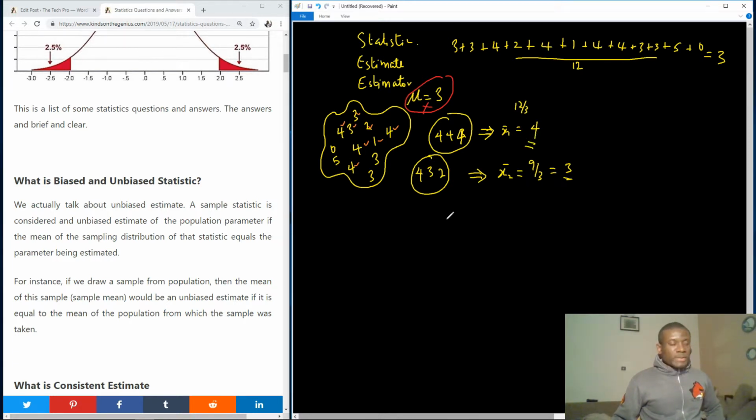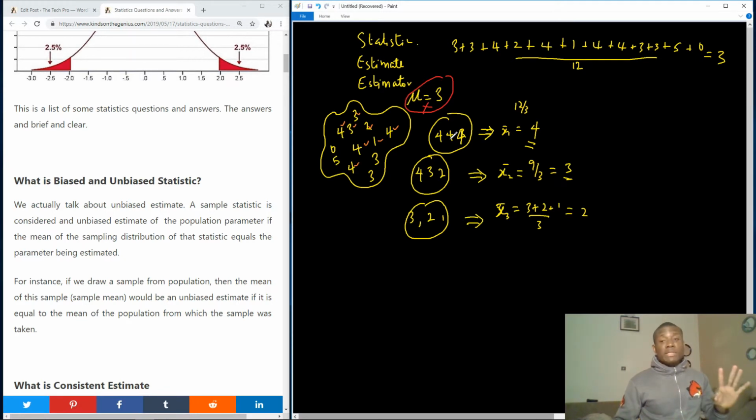Let's take another sample. This time we take 3, 2, 1, and that will give us a mean of 2. Let's call it x3, equal to 3 plus 2 plus 1 over 3, and that will give us 2. So now we've gotten a number of samples, and theoretically we have a sampling distribution because we're taking a number of samples.